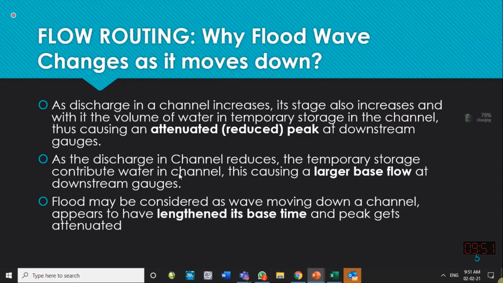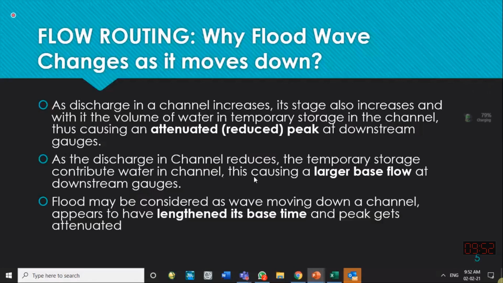And when the discharge reduces, on the upper gauging station maybe we are experiencing lower flows, but at the lower locations the temporary storage now contributes, because the water level in the channel has reduced. So the water which was stored in the temporary storage also contributes. This causes a larger base flow at the downstream gauges.